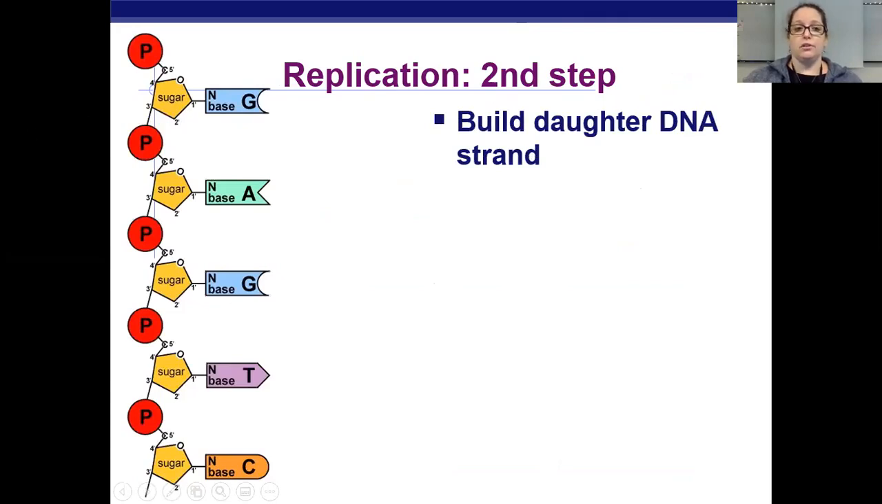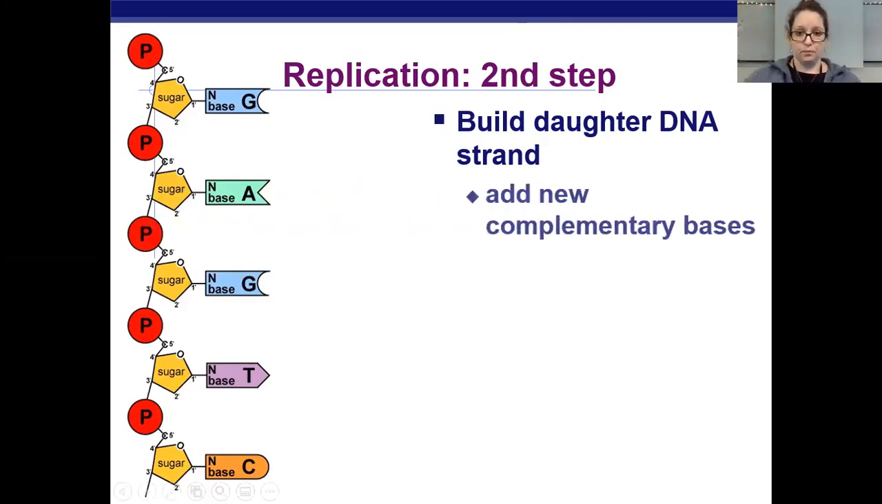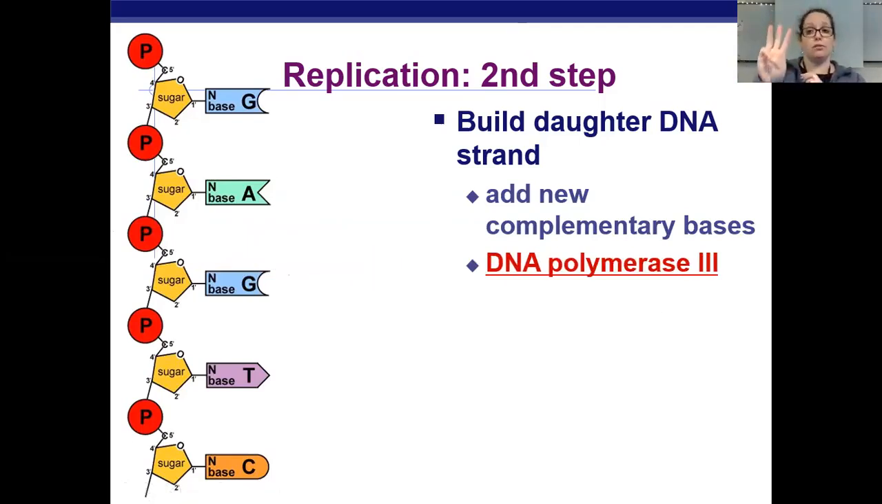Replication is to build the daughter strand off of this parent template strand. So this is going to be old parent DNA, and then we have new daughter DNA that's going to be built in the opposite direction, remember. So it adds complementary bases. This is DNA polymerase 3.